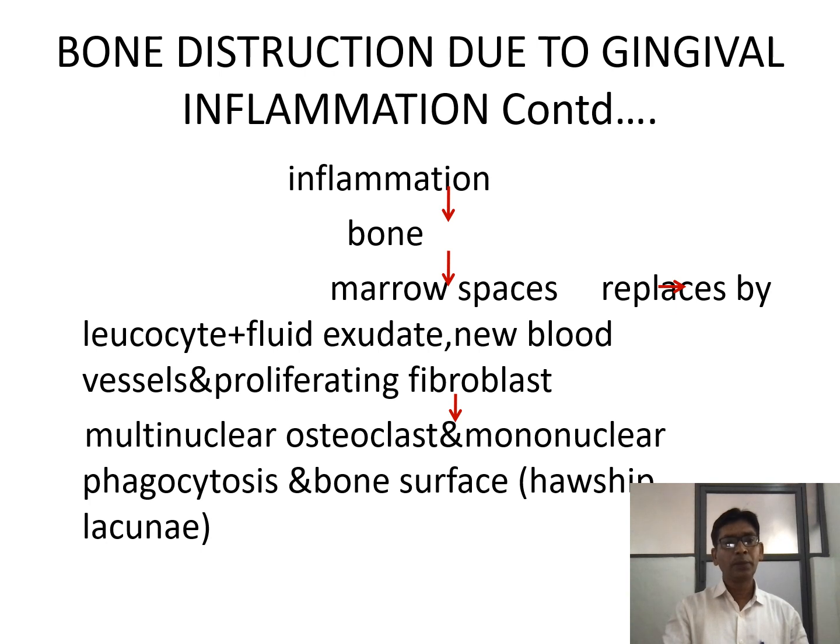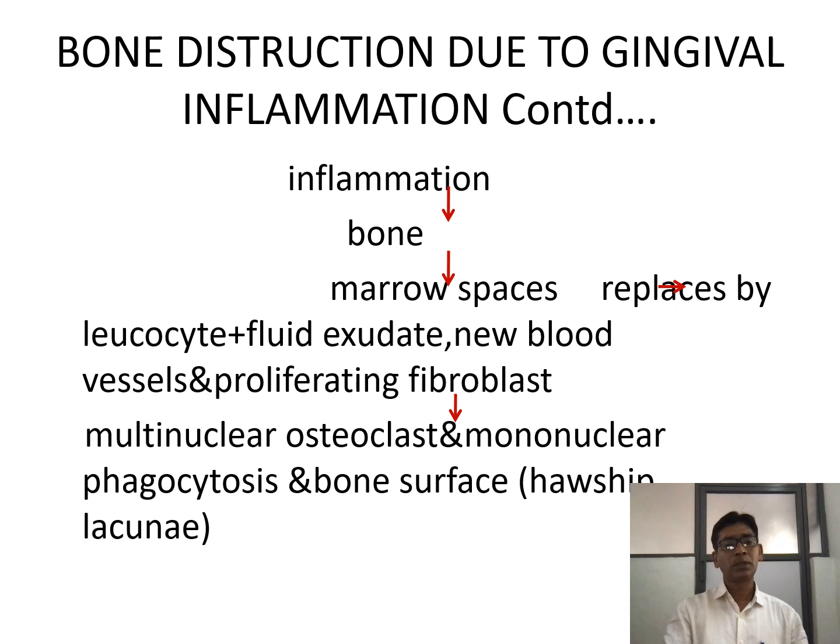Now, this gingival inflammation will usually attack the marrow spaces, and replace them with leukocytes and exudate, with collection of fluid or rupture of the blood vessels, leading to inflammation and destruction of the alveolar bone. Once there is some collection of fluid or exudate, there will be proliferation of new blood vessels around that area, which is called angiogenesis, and also proliferation of the fibroblasts. Now, these fibroblasts are also called fibroclasts because they have phagocytic activity.